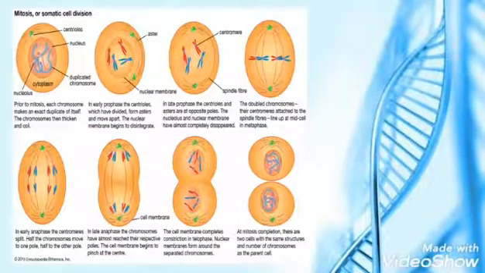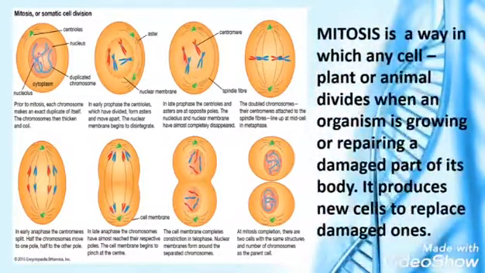Mitosis is the way in which any cell, whether it's a plant or animal, divides when an organism is growing or repairing a damaged part of its body. It produces new cells to replace damaged ones. For example, if you cut yourself, new skin cells will be made by mitosis to help to heal this wound.